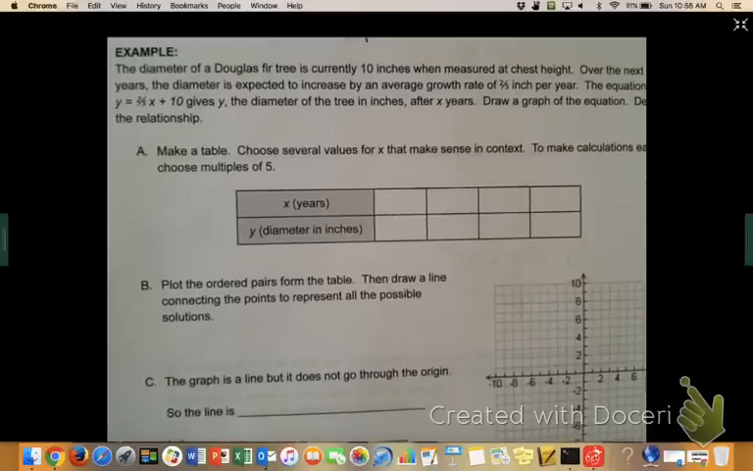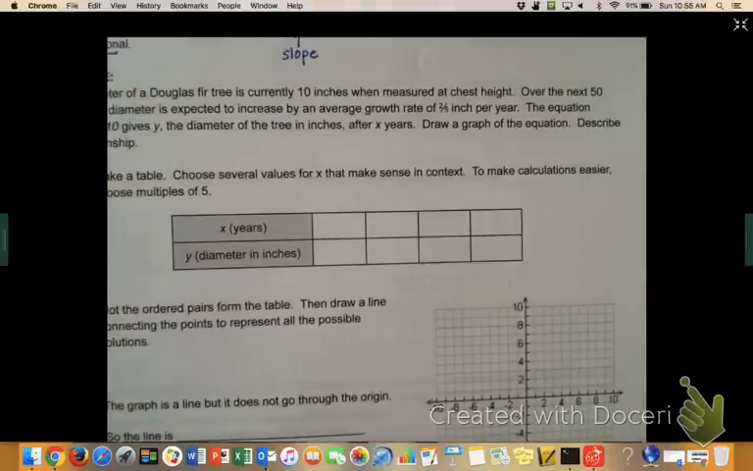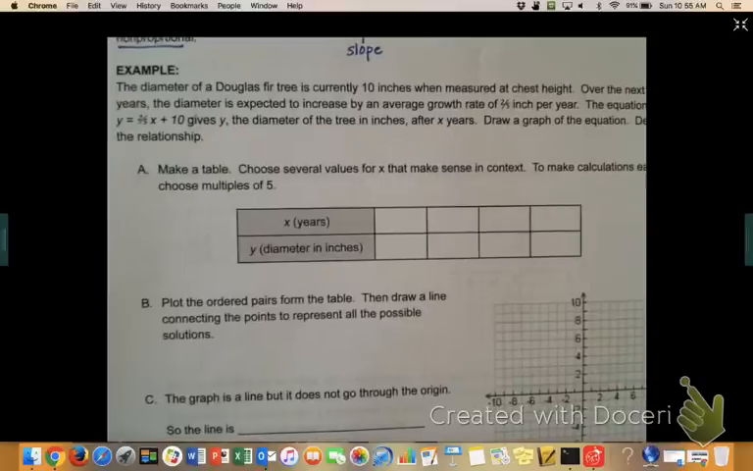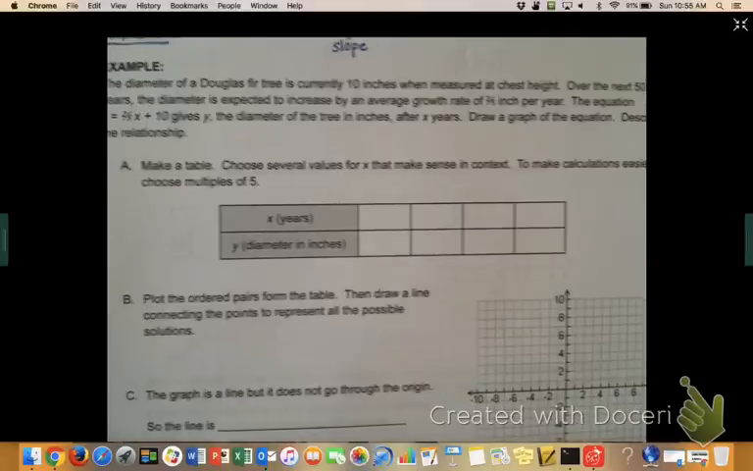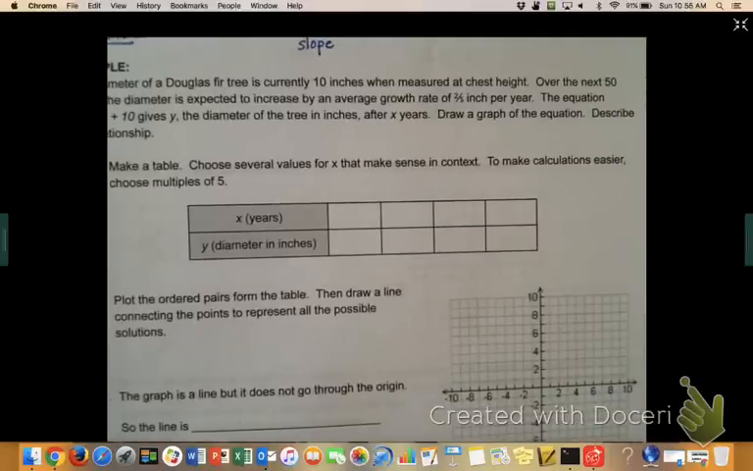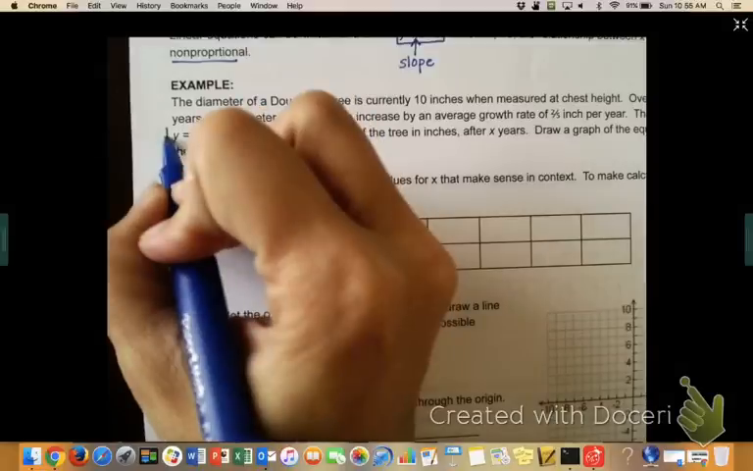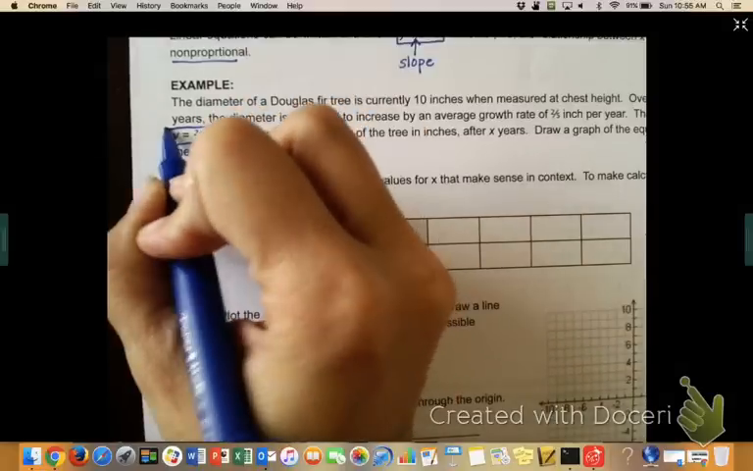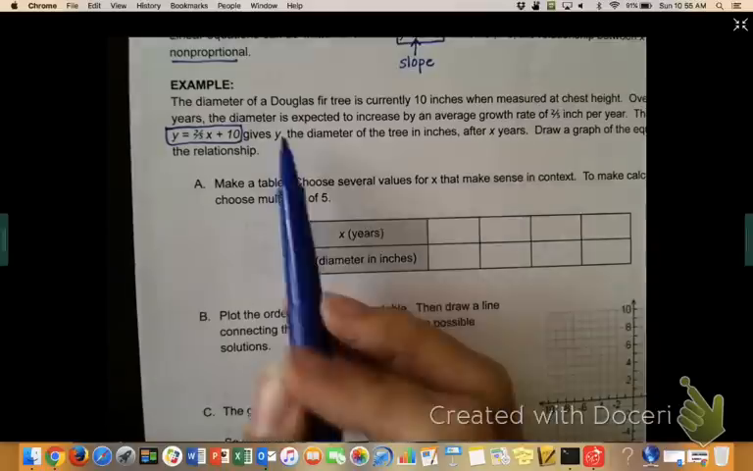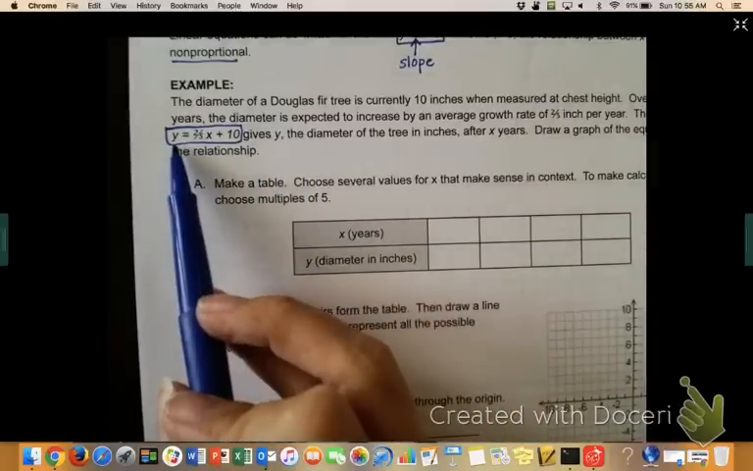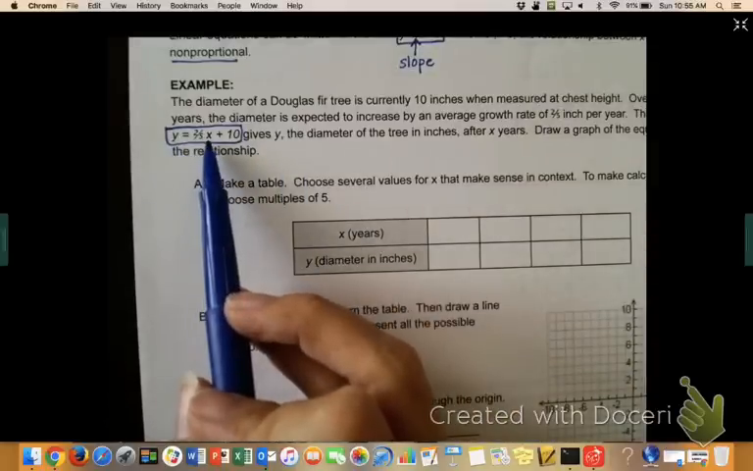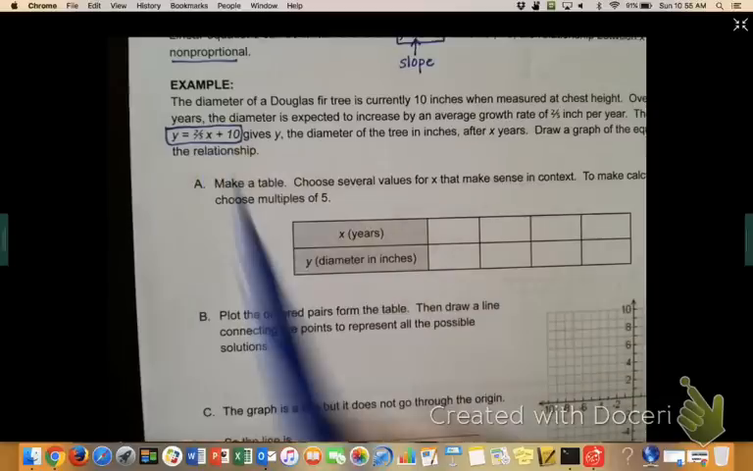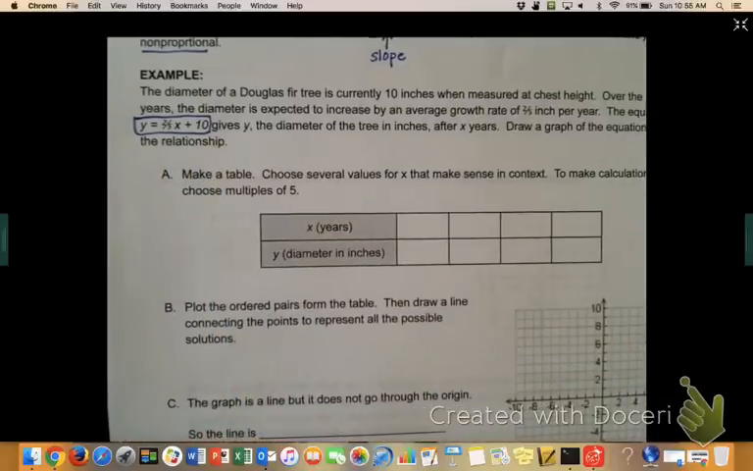The diameter of a Douglas fir tree is currently 10 inches when measured at chest height. Over the next 50 years, the diameter is expected to increase by an average growth rate of 2/5 of an inch per year. The equation y equals 2/5 x plus 10, where 10 is where it currently is, gives y, the total diameter of the tree in inches after x number of years. So x represents the number of years. We're going to draw a graph of the equation and describe the relationship.